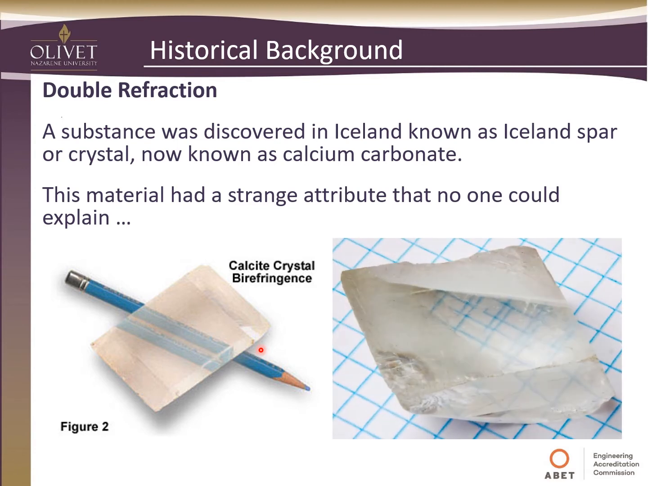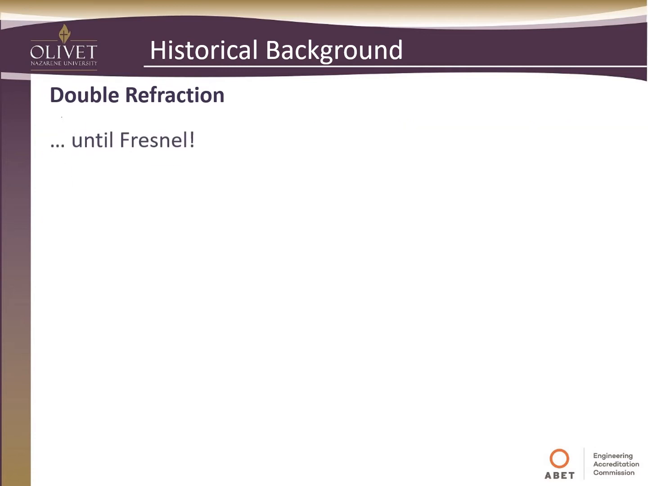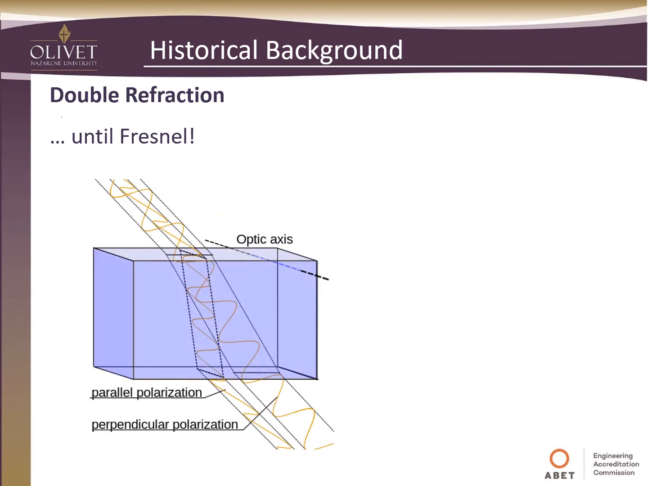Here is another example I found on the internet, a piece of this calcium carbonate. You can see the graph paper is obviously double imaged there. For the longest time, people couldn't explain this, and it kind of bothered them, I think, that they couldn't figure it out until Fresnel came along, and he was able to explain this. Through his study of polarization, he discovered that this substance has a characteristic which we now refer to as being birefringent, and that means that its effect on light depends on the direction of the light, or the polarization, or the orientation.